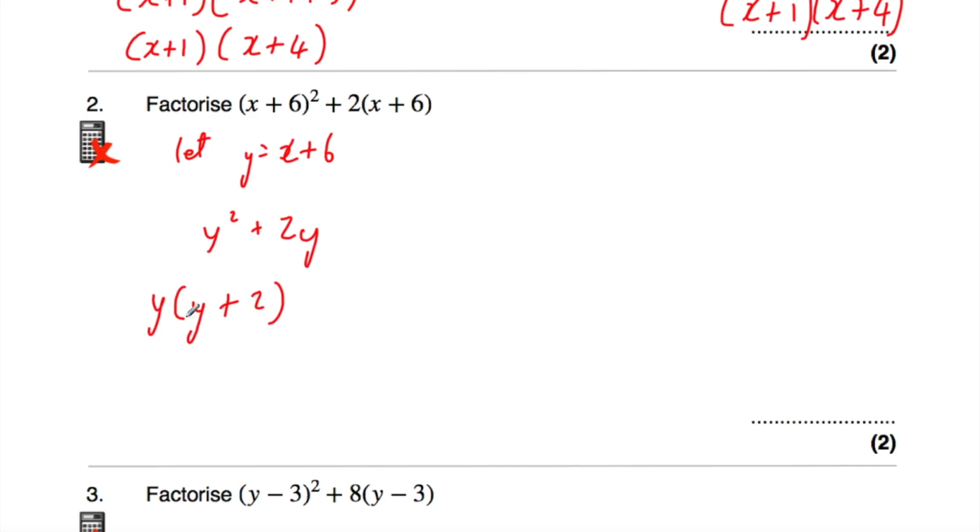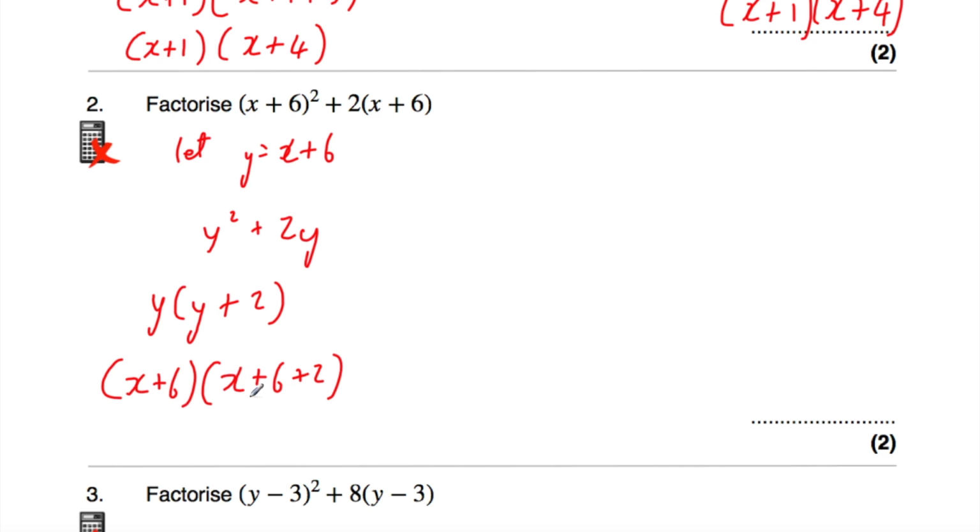Now we just need to replace the y with x plus 6, because y is x plus 6. So here we had y, we're replacing it with x plus 6, so I'm going to put it in a bracket, x plus 6, and then close brackets. And then here in this bracket we had y plus 2, so y is x plus 6, so we've got x plus 6, and then we've still got our plus 2, and then close brackets. So I replaced the y with x plus 6, but we still have that plus 2.